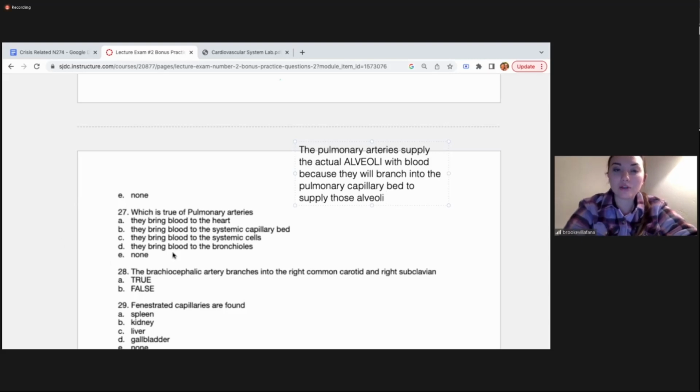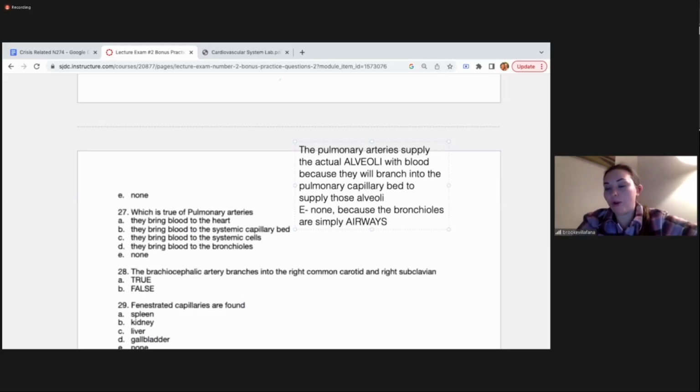So a lot of you were answering D, which is really good because you were thinking on the right track. It's going to the lungs. But technically, the bronchioles are just airways or openings, and it's not where the pulmonary arteries go. So our answer here would be E, none, because the bronchioles are simply airways, and they aren't really the destination. So again, another one to make you think, not trick you, but make you problem solve. All right, let's go to question 28.